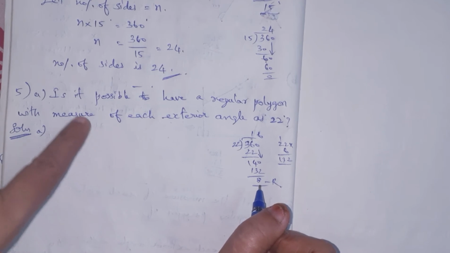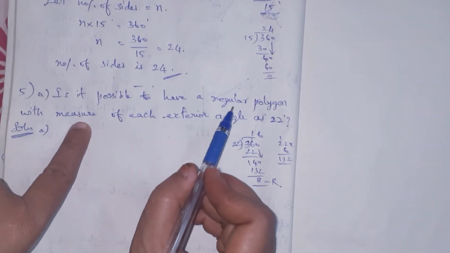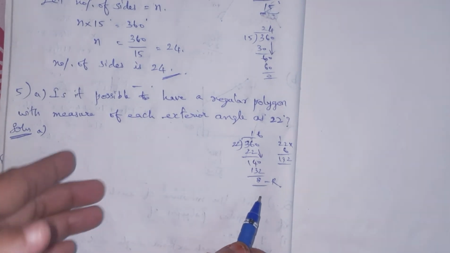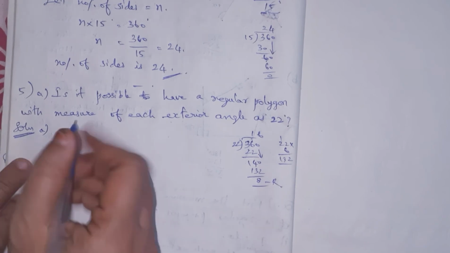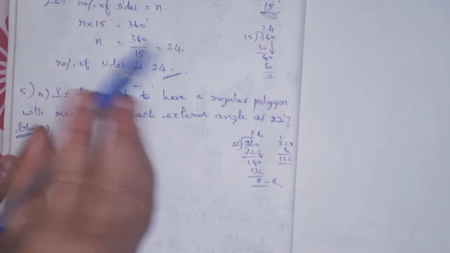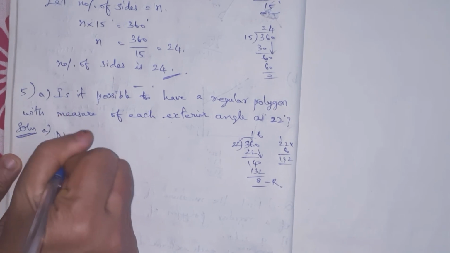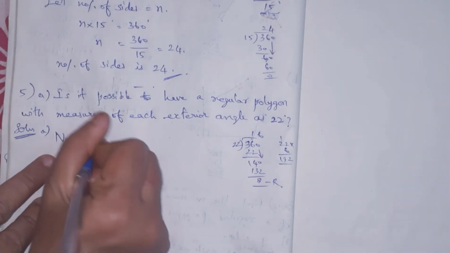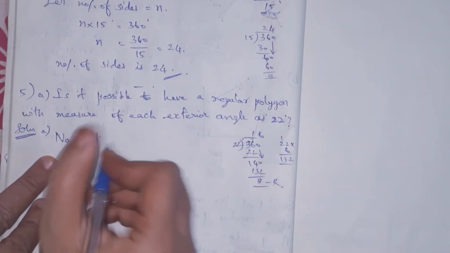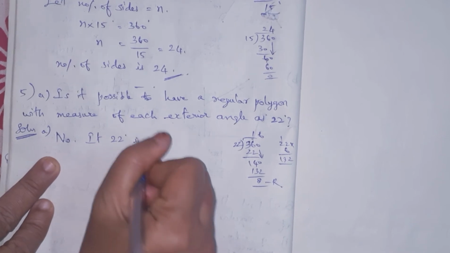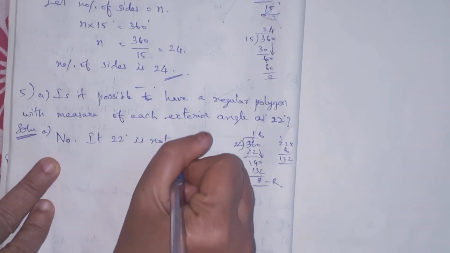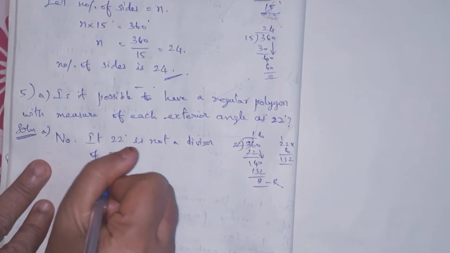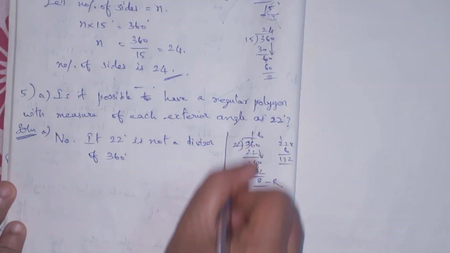Only if the remainder is 0 can we get the measure of an angle for a regular polygon. But here the remainder is 8, so it is not a divisor. So is it possible to have a regular polygon? No, because 22 is not a divisor of 360 degrees.